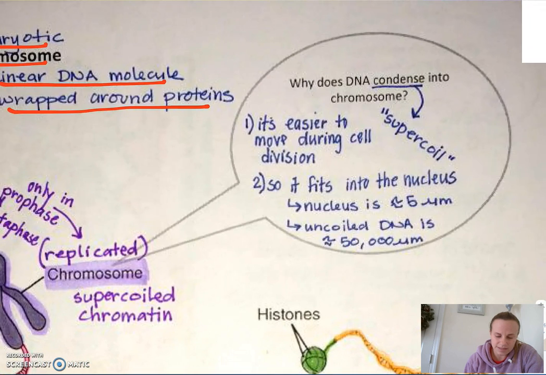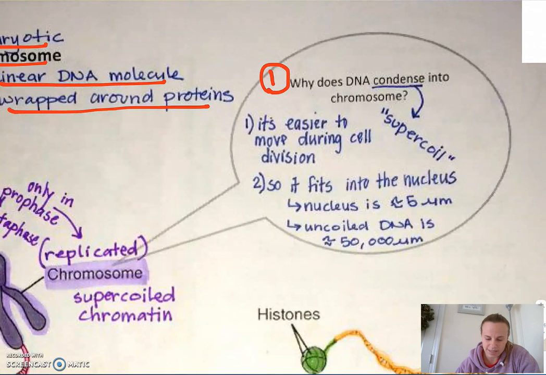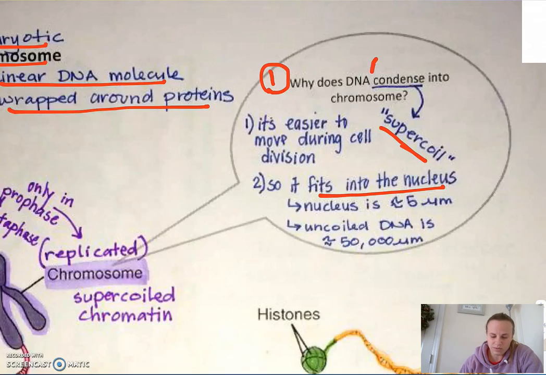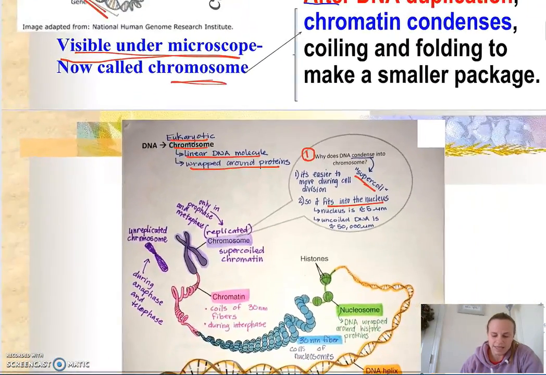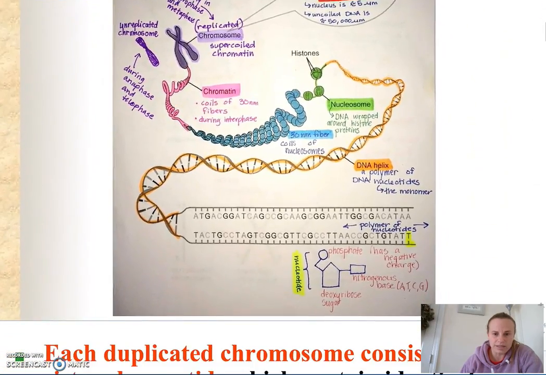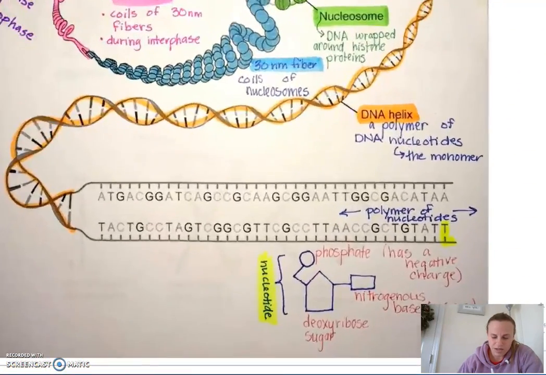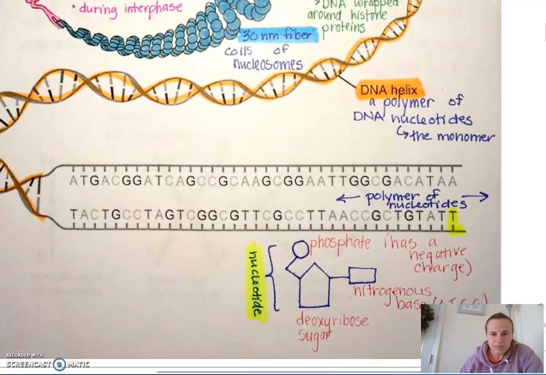Well, why does DNA condense into a chromosome? Why does it supercoil? Because it's easier to move during cell division and so that it fits into the cell's nucleus. Well, how exactly does DNA coil itself and wind itself up? So let's start at the bottom.